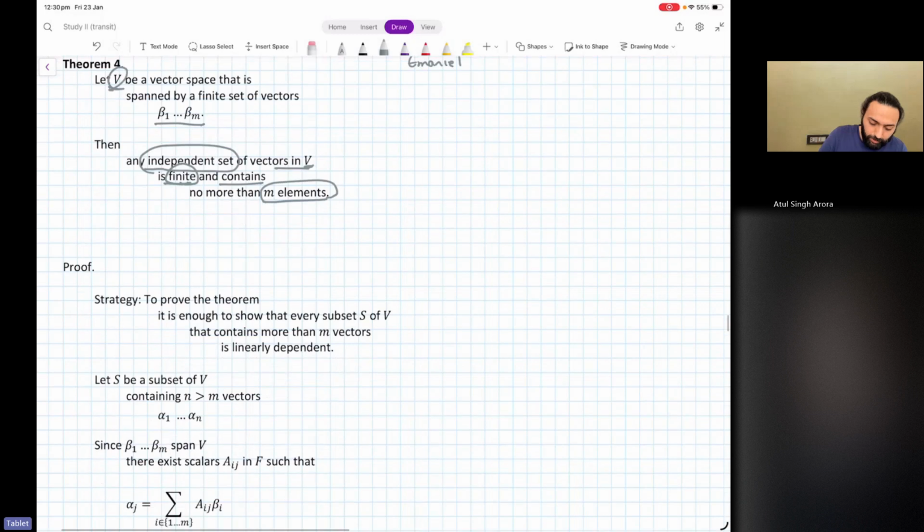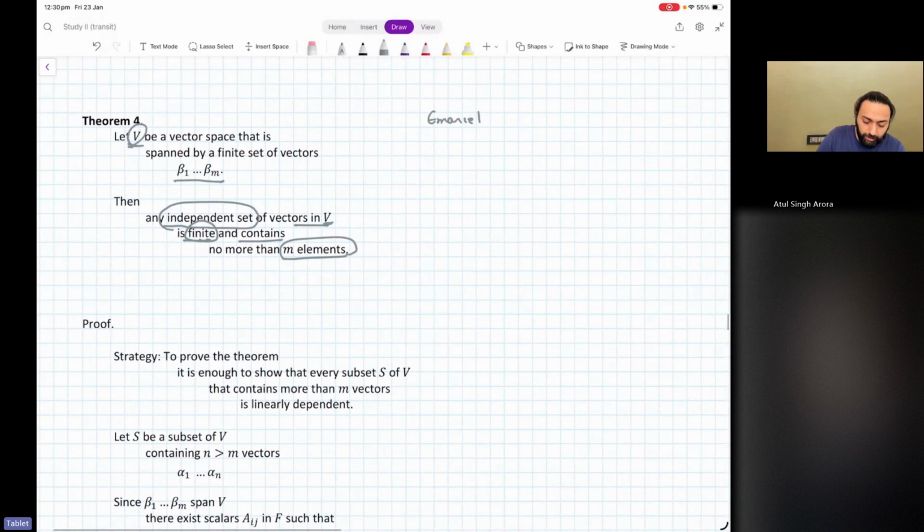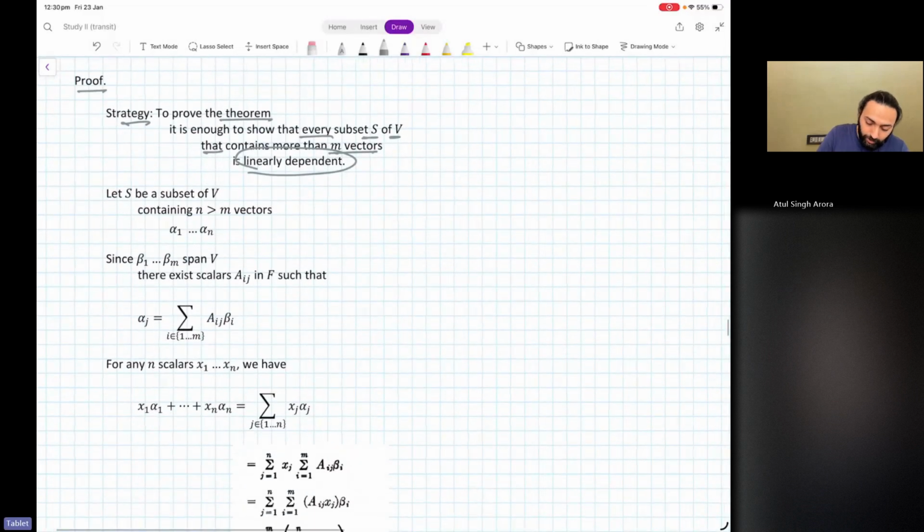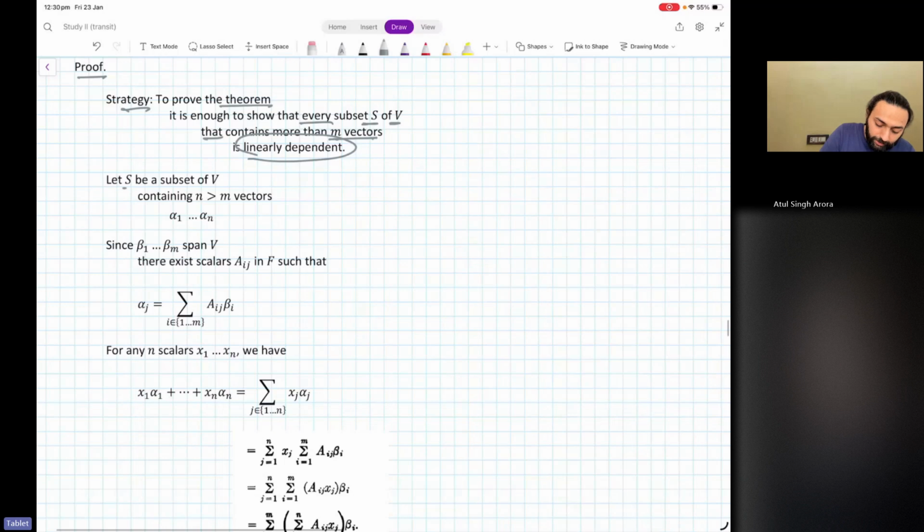All right, so let's continue then. So Emmanuel, is the theorem statement clear? Okay, perfect. So let us continue. We're looking at the proof now. The proof strategy is as follows. To establish the theorem, it is enough to show that every subset S of V containing more than m vectors is going to have to be linearly dependent. The contrapositive. Exactly.